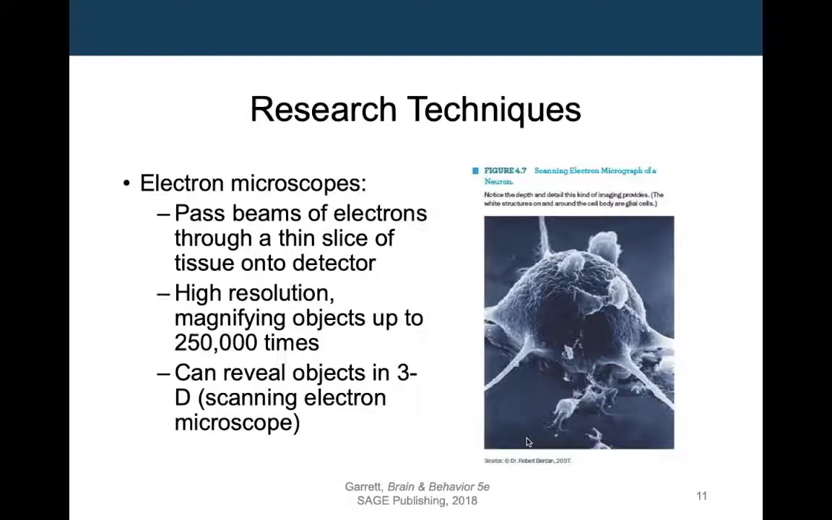Then we have electron microscopes. Okay. With electron microscopes, the main thing is that they pass beams of electrons through a thin slice of tissue. It magnifies up to about 250,000 times and can distinguish features as small as a few hundred millionths of a centimeter. So that's one of the good things about this, that it can actually detect a little bit more than a beam of light. And yes, it's going to have a higher resolution, so you can magnify these images. So think of this as like a 3D kind of thing. Okay.